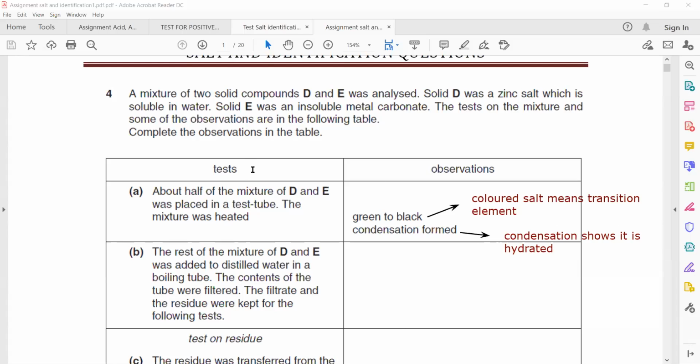So first thing, you have a mixture of D and E. What you did, you heat the salt. When you heat the salt, if you observe a colored salt, it means there is a transition element present. And if condensation formed, it means that it contains water of crystallization, or it is a hydrated salt.